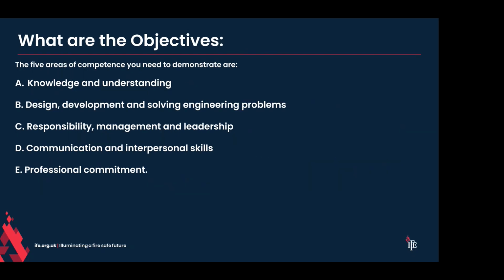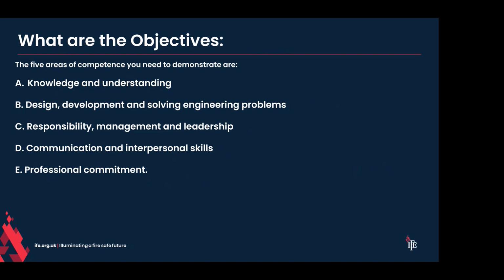So what are the objectives you need to meet? The 5 areas of competence that you need to demonstrate are your knowledge and understanding, so showing how you use your knowledge of fire safety, fire engineering, either through techniques or procedures. Why did you choose that particular course of action? B is the design, development and solving of problems. So you need to explain the different ways you've applied your knowledge to the tasks.